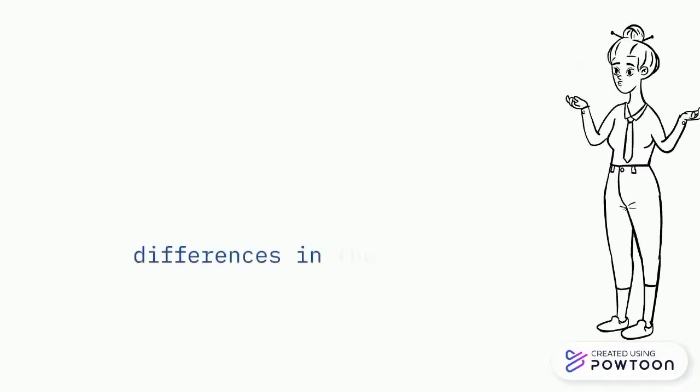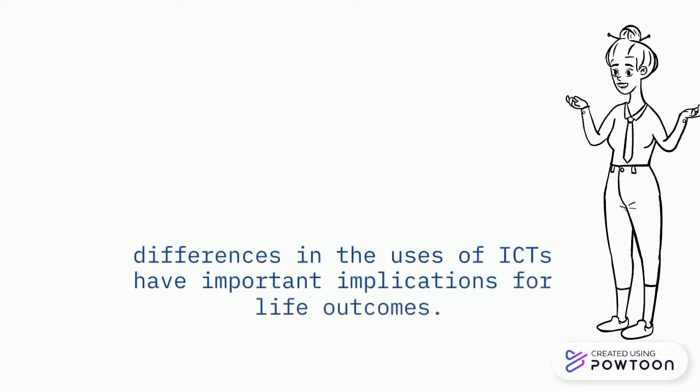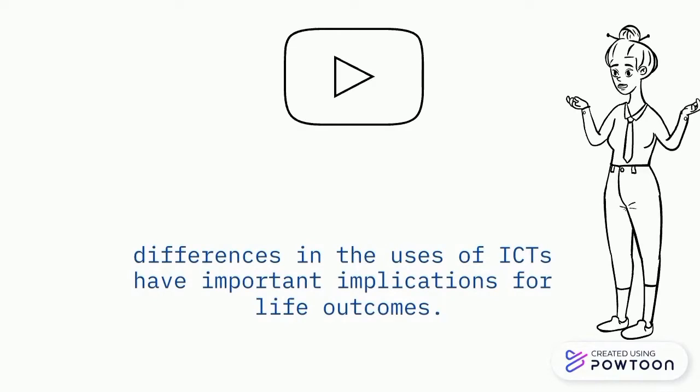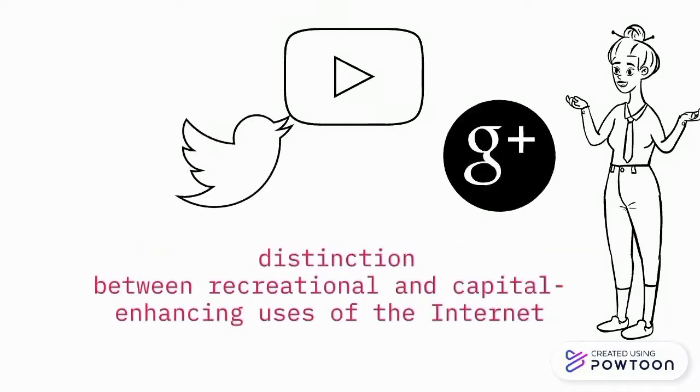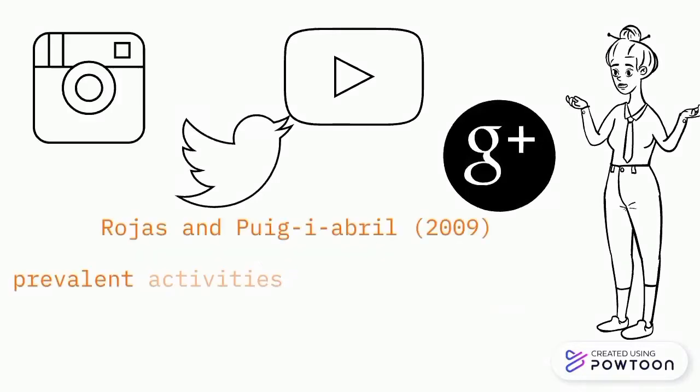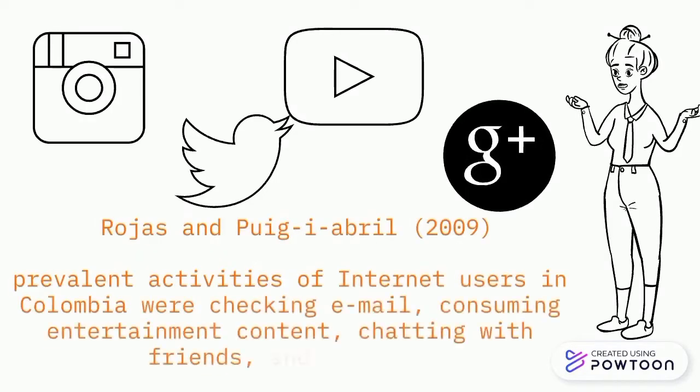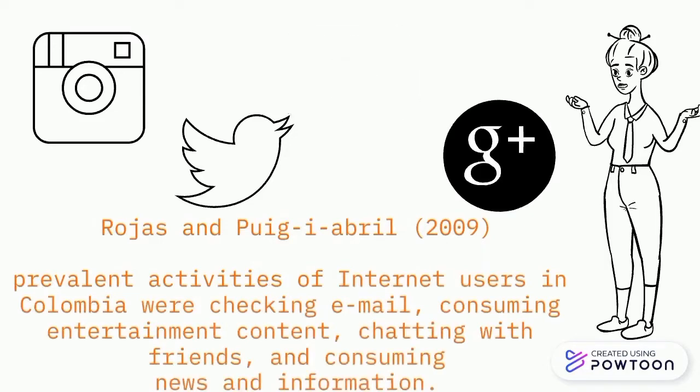The second research question is: what are the different types of internet use? Background suggests that differences in the uses of ICTs have important implications for life outcomes. Hargittai and Hinnant found that capital-enhancing activities online were more likely to offer users the possibility of social mobility. According to Rojas, in 2009, the most common activities online in Colombia were checking email, consuming entertainment content, chatting with friends, and also consuming news and information.